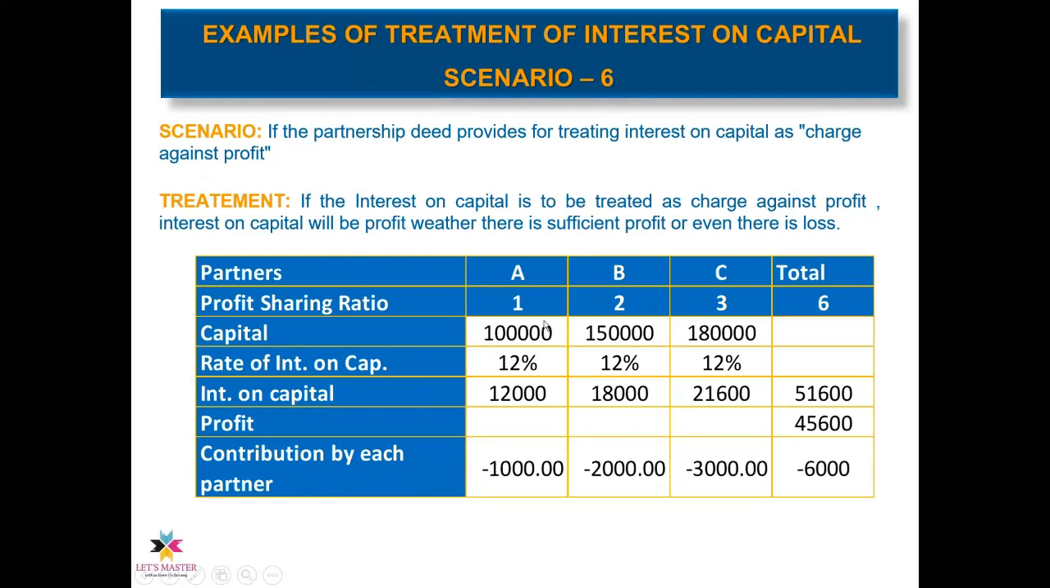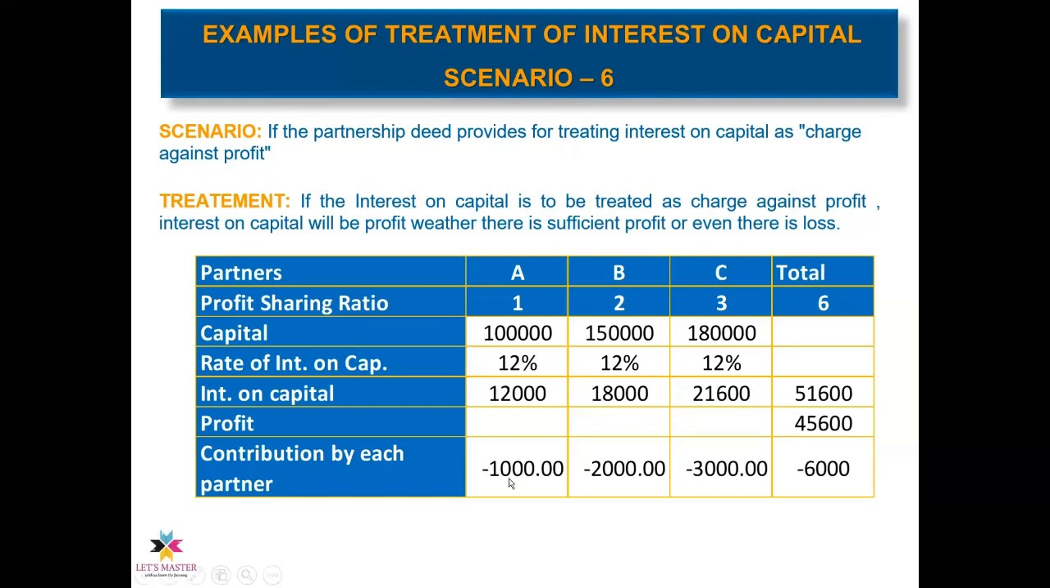So here again, the same scenario. Three partners, this is their profit sharing ratio, this is their amount of capital invested, this is the rate of interest, interest on capital, coming to 51,600. But the profit earned by the partnership firm for the accounting period is only 45,600. So now there is a deficit of rupees 6,000. So how are we going to make up for this deficit of 6,000?